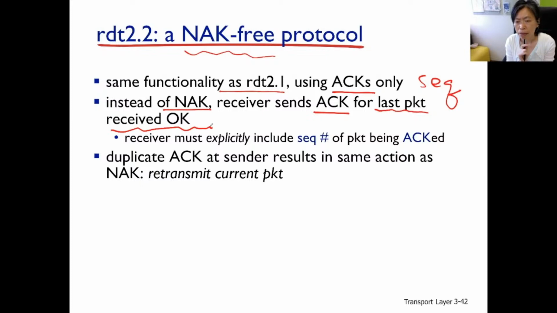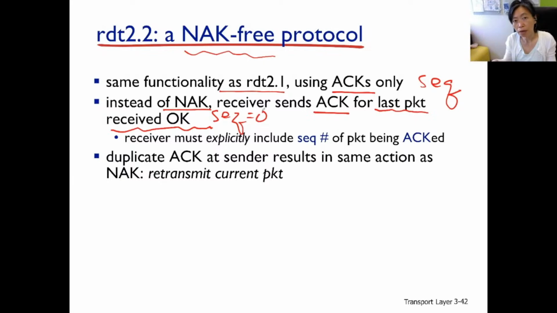Think a little bit about it. So the receiver starting from waiting for call from below 0, right? If packet 0 is received okay, the receiver sends acknowledgement for packet 0, because packet 0 was received okay. The last packet received okay is what? Sequence number equals 0. Now go to wait for call from below packet 1.